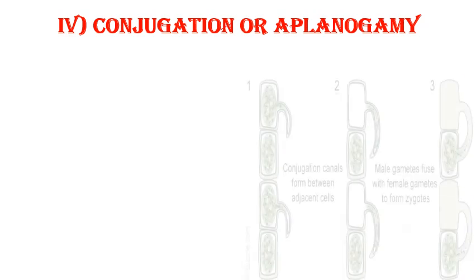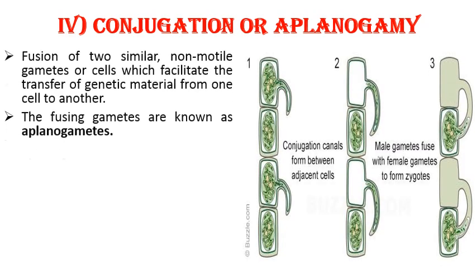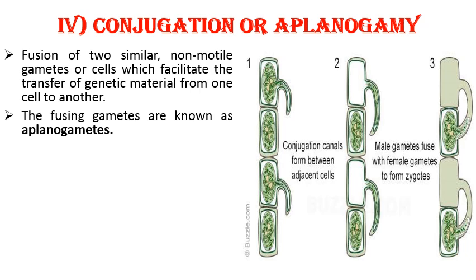Next mode of sexual reproduction, that is conjugation or aplanogamy. It is found in certain blue-green algae. So fusion of two similar non-motile gametes or cells which facilitates the transfer of genetic material from one cell to another. The fusing gametes are known as aplanogametes, as it is found in case of Spirogyra and Zygnema. This is also known as conjugation. So conjugation between two cells, a conjugation canal is formed through which the genetic material is transferred from one cell to another cell.